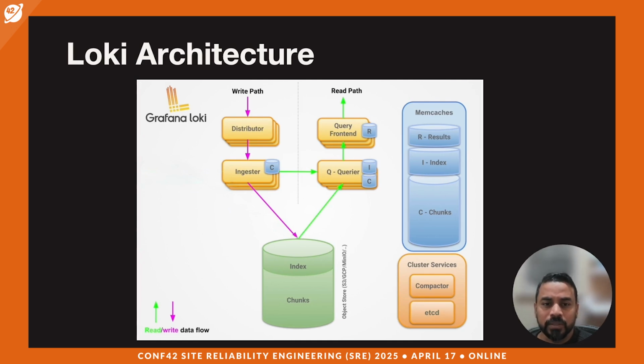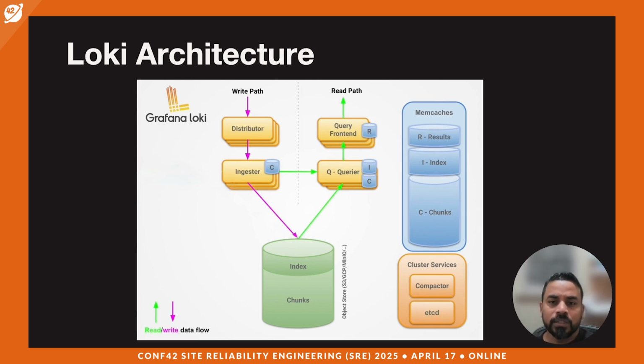Starting with the write path, logs are written to the distributors, which hash the log stream labels. Then they look up the hash ring in etcd and route them to the ingesters that own their hash range. The ingesters buffer the log chunks in memory, then eventually flush the logs to the object storage. In the background, the compactor merges the log index files in object storage for faster queries.